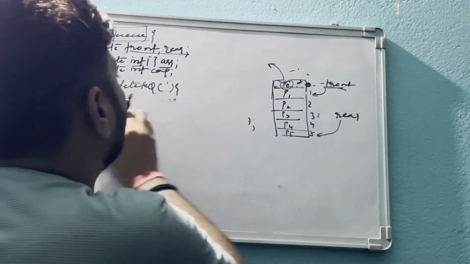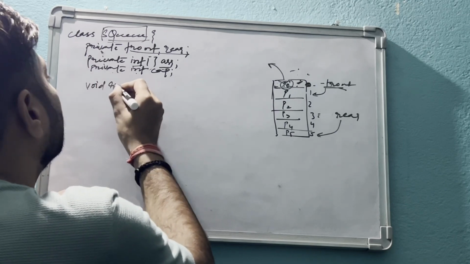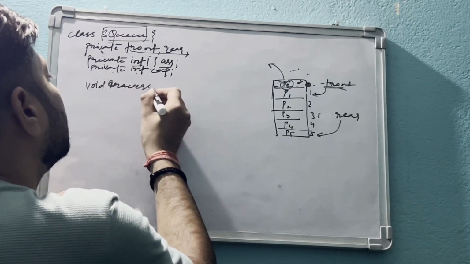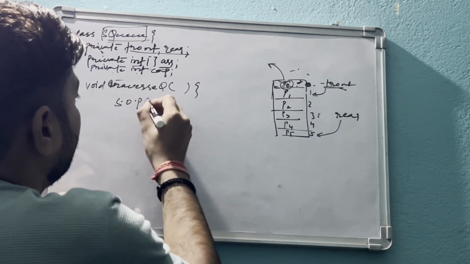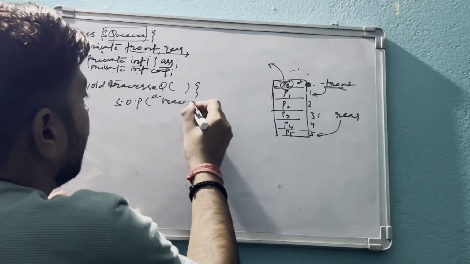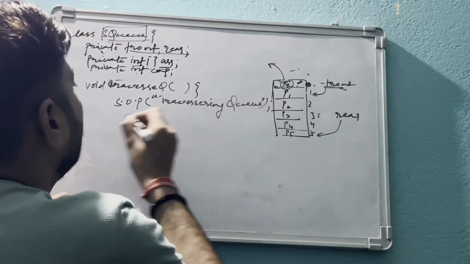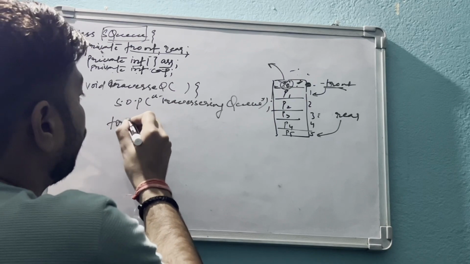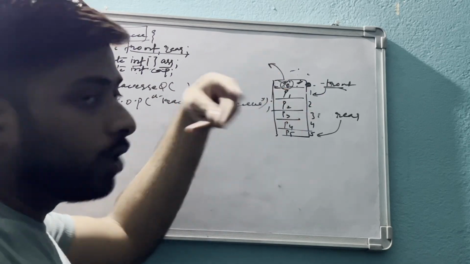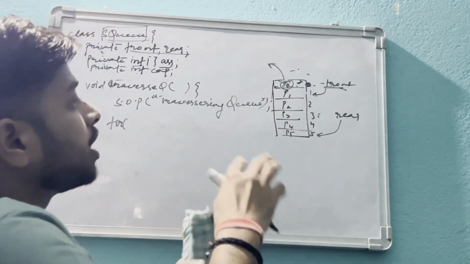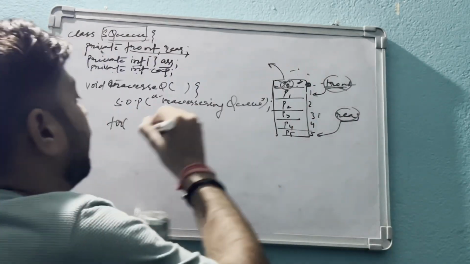So the next would be traverse queue. System.out.println "Traversing queue". Okay. Now I need to run a for loop. I need to traverse, that is, print all the elements present in the queue at the current point, right? The elements are present in between front and rear. So we'll be traversing from front to rear.